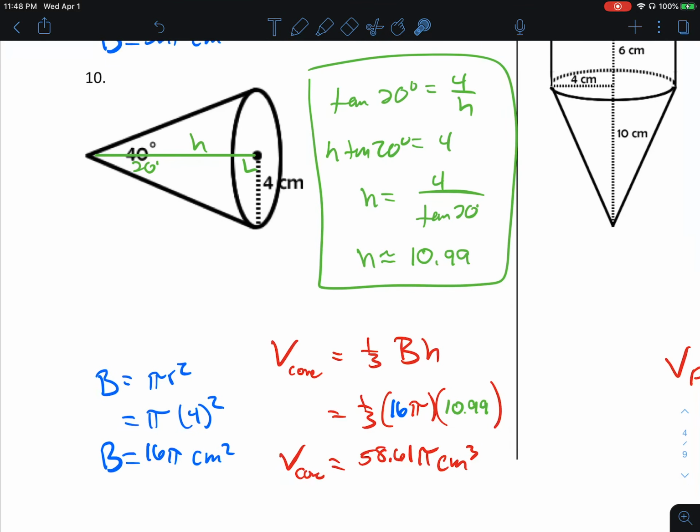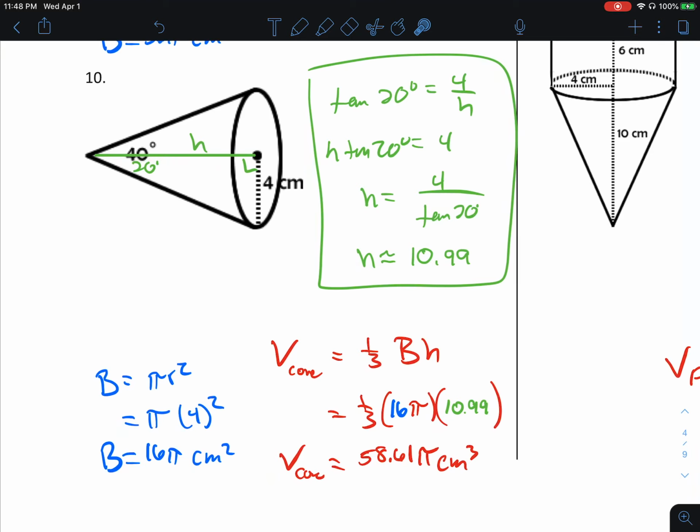Number 10. This cone, if you draw the height, it splits this angle in half. So instead of this being 40, it's 20 and 20. This is not a special right triangle. We know the radius is 4. So to find the area of the base, it's 4 squared times pi, which is 16 pi.